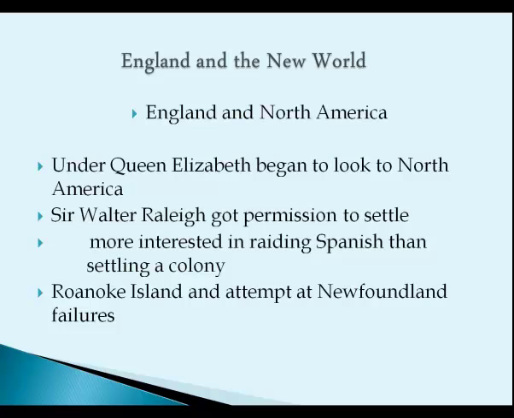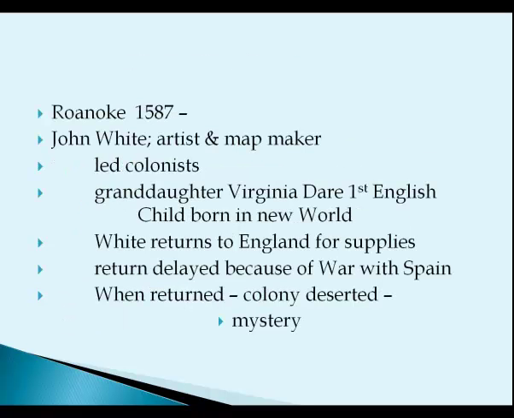But of course, they were more interested in raiding and robbing the Spanish treasure ships than they were in settling a colony. They tried 2 times, Roanoke Island and Newfoundland, to settle colonies, and both of them were failures. Now, Roanoke was attempted in 1587. And they brought colonists over. They were going to actually settle. They brought, one of them was John White, and we'll see some art that he's drawn. His granddaughter, Virginia Dare, was the first English child born in the New World. But he had to go back to England to get some supplies.